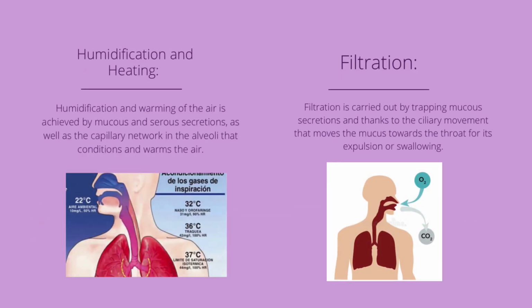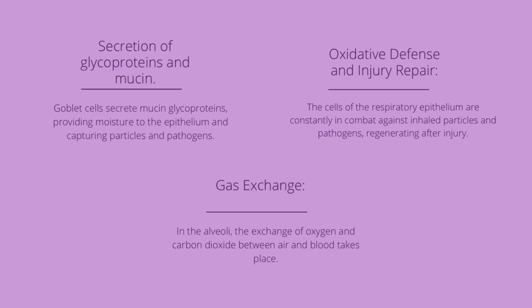Humidification and warming of the air is achieved by mucus and serous secretion as well as the capillary network in the alveoli that condition and warm the air. Filtration is carried out by trapping mucus secretion and thanks to the ciliary movement that moves the mucus towards the throat for its expulsion or swallowing. Goblet cells secrete mucin glycoproteins, providing moisture to the epithelium and capturing particles and pathogens.